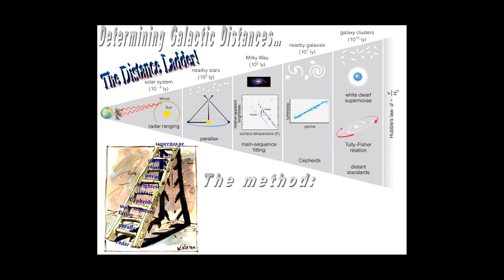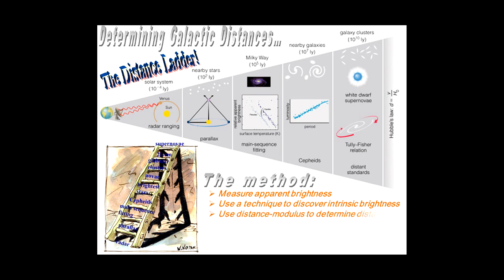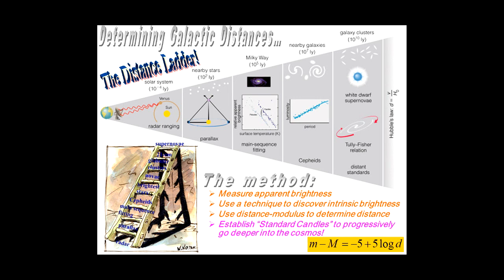And so this is the basic approach that's taken. You measure the apparent brightness of an object. You use a technique to discover the intrinsic brightness, or how bright it really is. And then the distance modulus equation can discover the distance. Apparent and absolute magnitudes, and there's the distance. And then establish standard candles to progressively go deeper into the cosmos, as the ladder technique is indicating. In that way, we're able to discover, to a fair degree of certainty, cosmological distances.